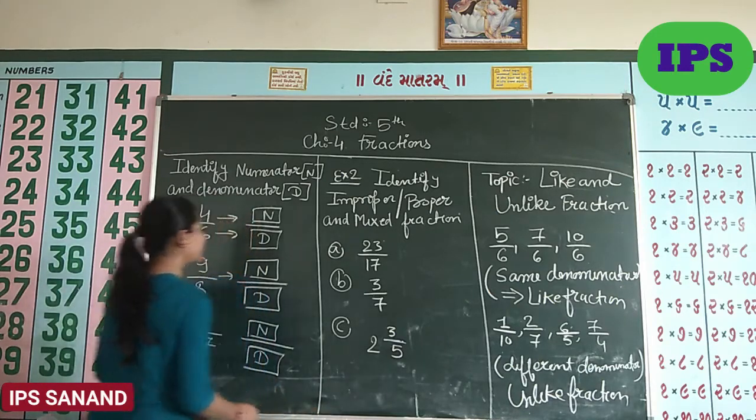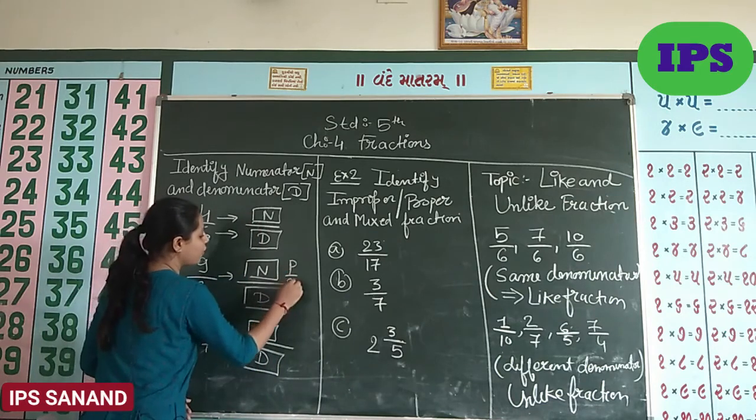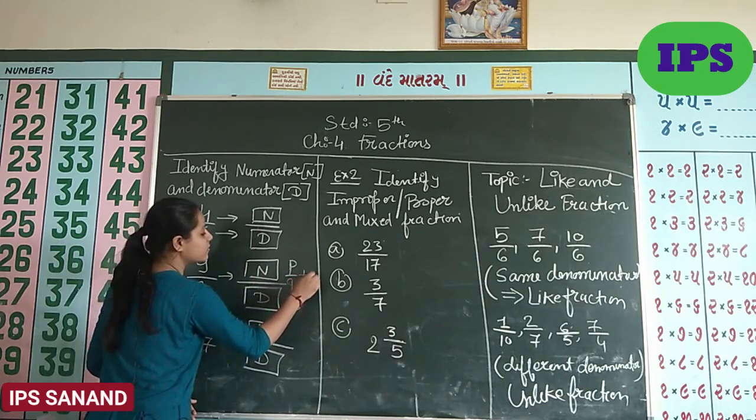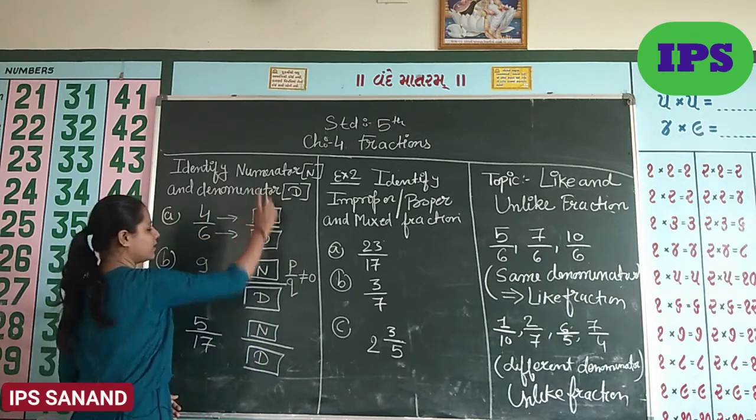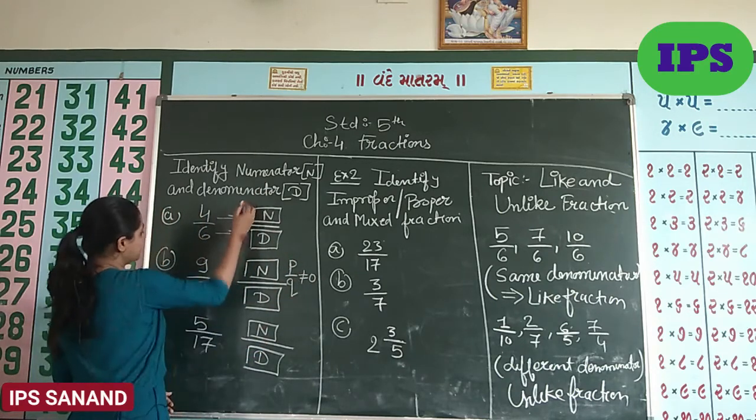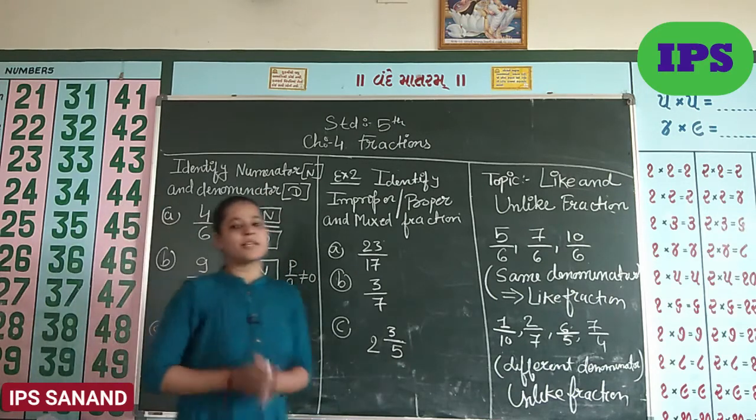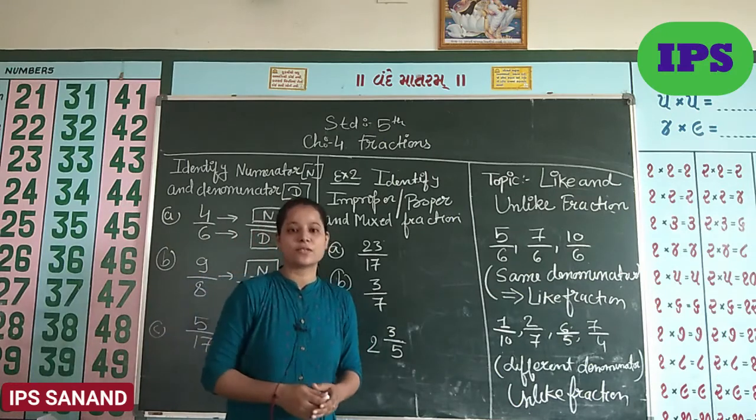I have told you last time, fractions are in the form of P by Q, where Q is not equal to 0, where P is numerator and Q is denominator. Very simple exercise. You can refer to your textbook for these questions.